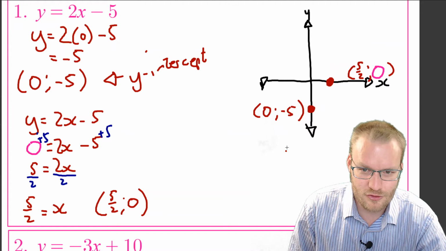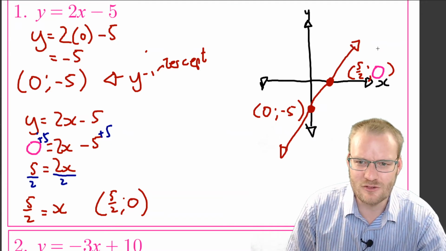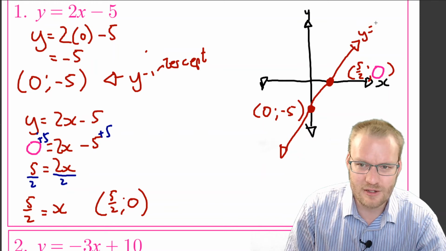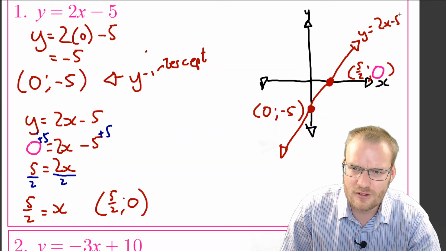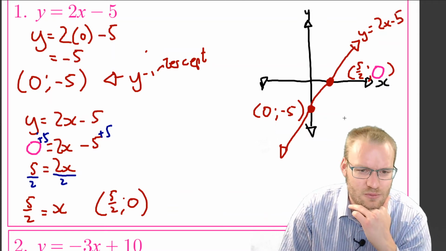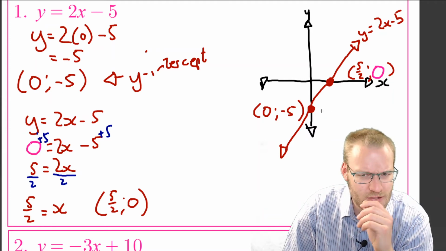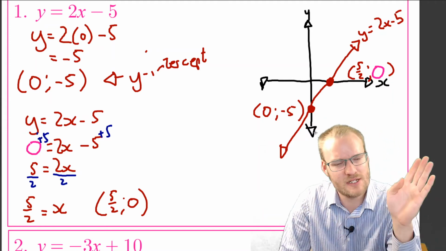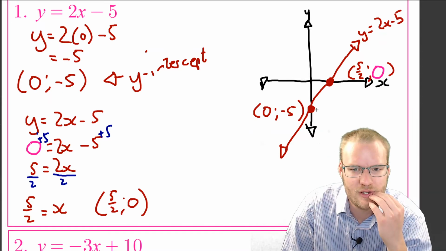That should go through those 2 points, right? There, very straight line. Let's label it y equals 2x minus 5. We haven't answered the first part of the question though. What is the gradient of this function? Now, what did we say gradient was? We said for every one step we move across, how far up are we going?